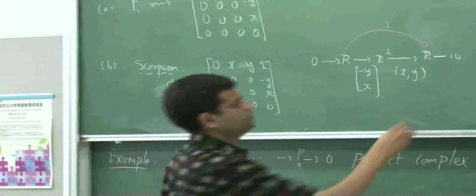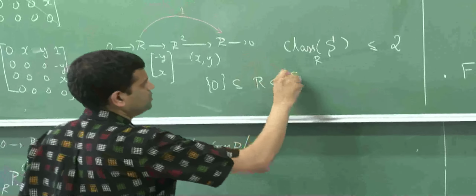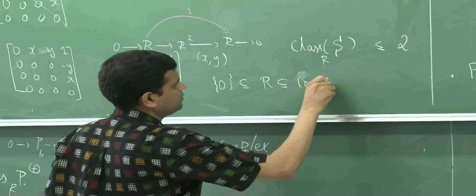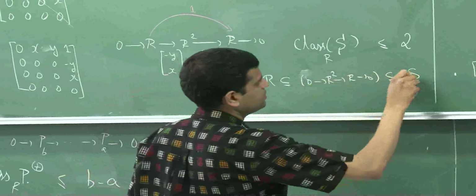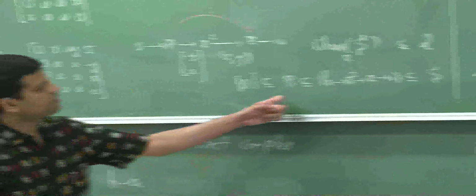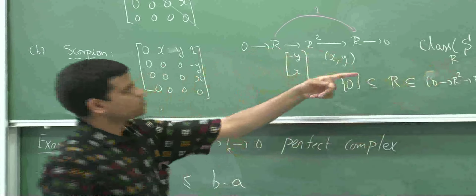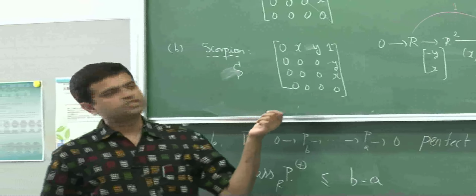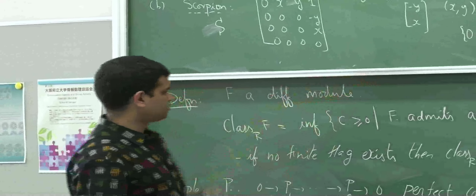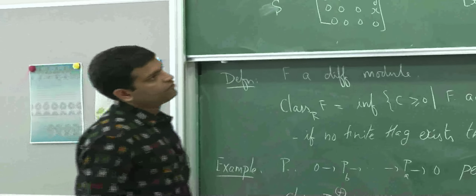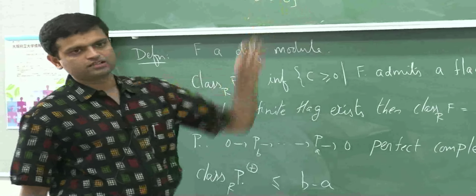Let me remind you that it had a filtration. So this is the zero step of the filtration, the first step, and the second step is everything. So the class of this one is at most 2. You'll see soon that the class is in fact equal to 2, and that's really one of the things I want to discuss next. How do you get estimates on the class of differential modules?